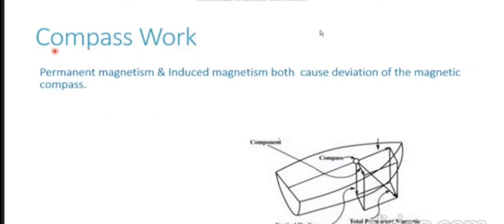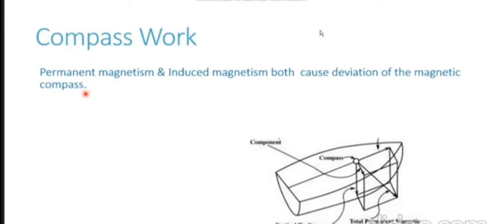Now to the concept of compass work. Correcting a compass is also known as compass work. So what is the concept behind it? Permanent magnetism and induced magnetism both cause deviation of the magnetic compass. Now, as I told you, if our magnetic compass is affected solely by the magnetic field of Earth, it will give us precisely the variation. Variation can be easily picked up from the chart and applied, and once applied, it gives you true directions.